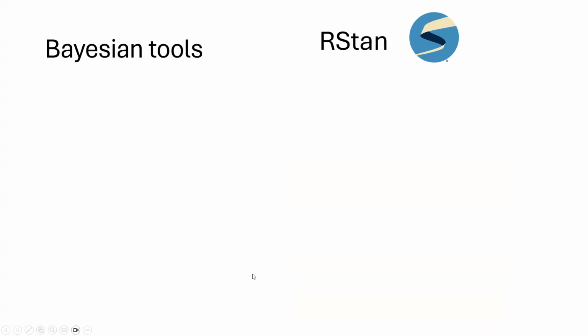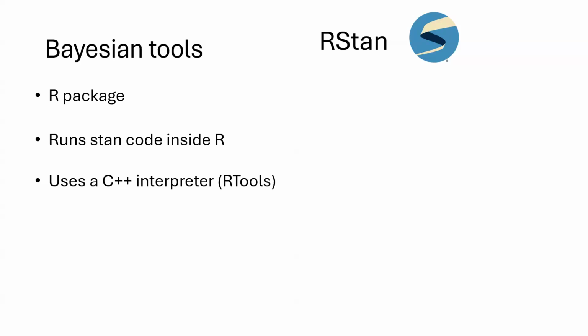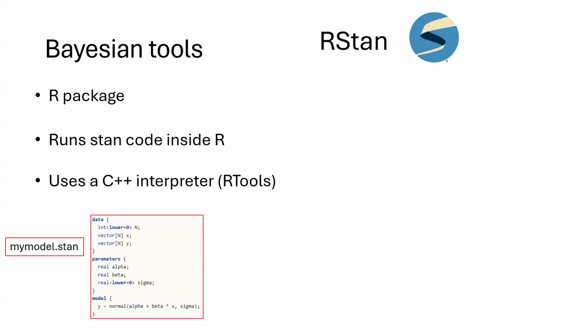All right, so in order to use Stan in R, we need some kind of interpreter. And so there are two that you'll be installing. The first is called Rstan, and this is an R package. And this is something that runs Stan code inside of R, and it uses a C++ interpreter. So this is why you had to install RTools in the previous module.